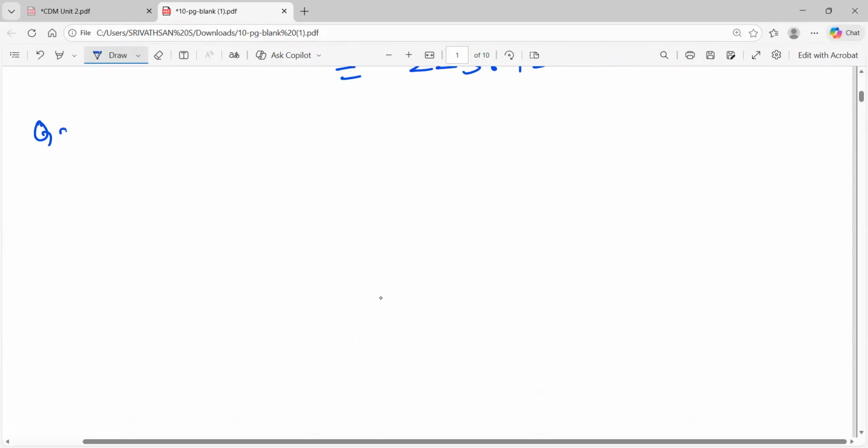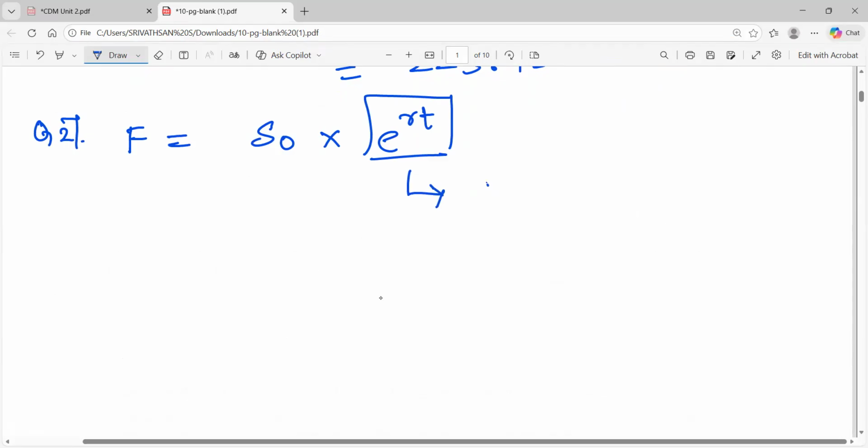So question number 2. If interest is continuously compounded, F is equal to S0 into e power RT. Now what does this e power RT refer to? E is a constant. But what is e power RT? E power RT is nothing but your interest, which is continuously compounded. What is the value of E? E is equal to 2.71. Actually, it is 2.71828. It keeps on going, but we rounded it to 2.7183.